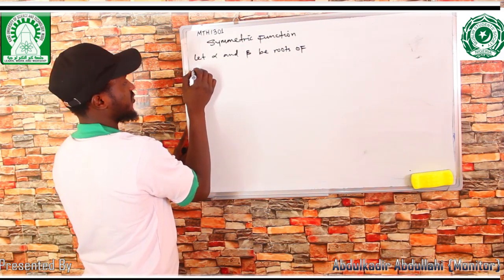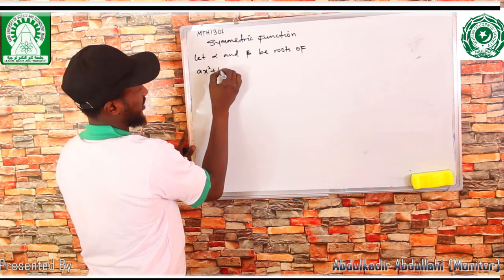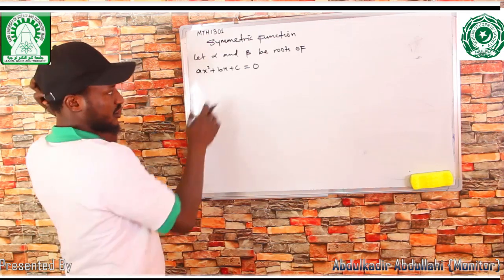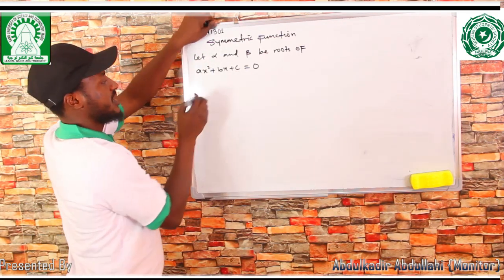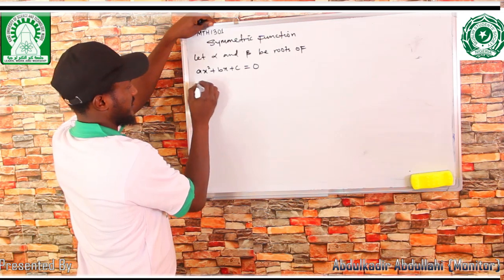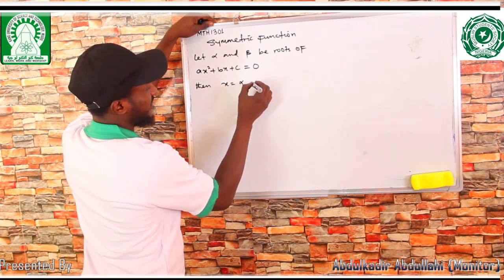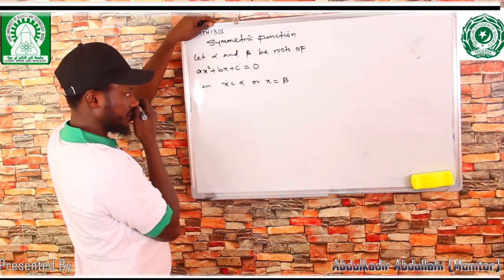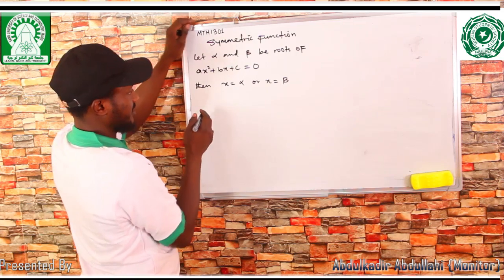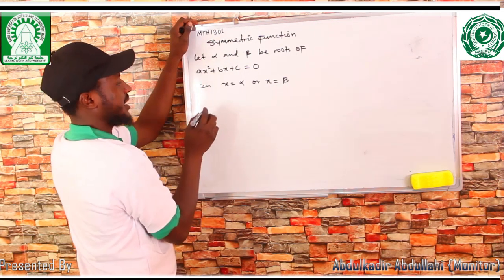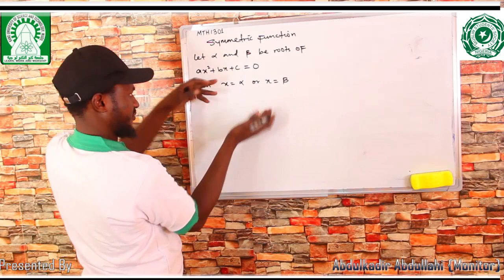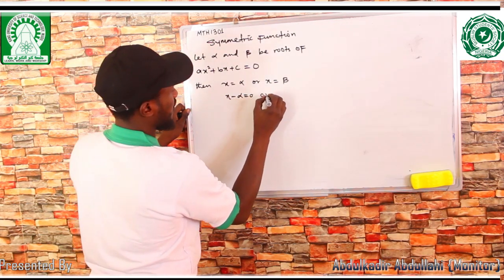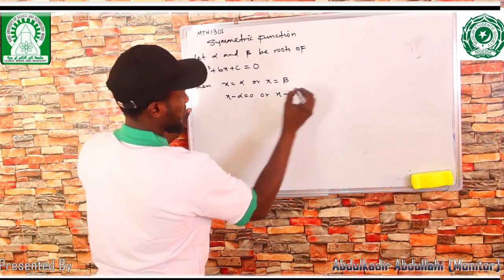of the general quadratic equation ax squared plus bx plus c is equal to 0. If alpha and beta are roots of this general quadratic equation, then we know that x is either equal to alpha or x is equal to beta. Having known this, we know that we may have x minus alpha is equal to 0 or x minus beta is equal to 0.